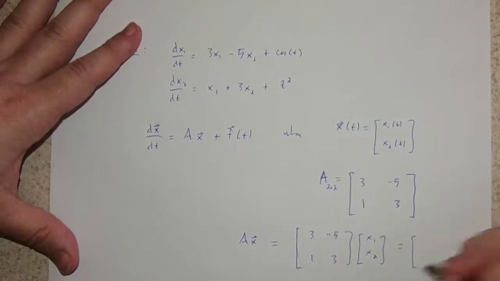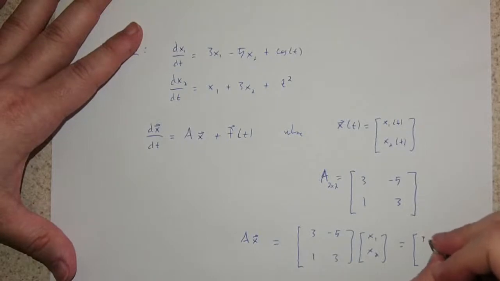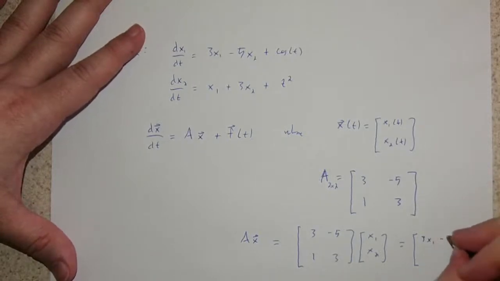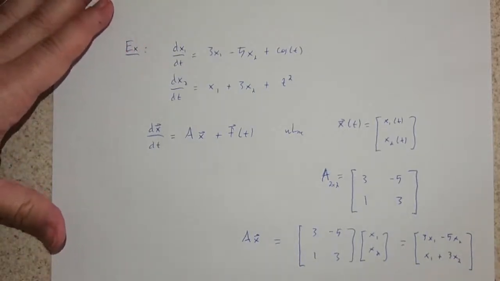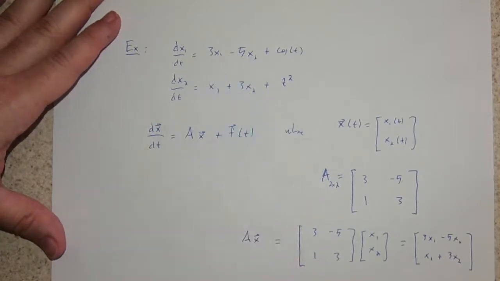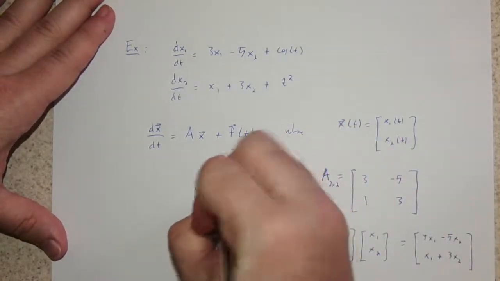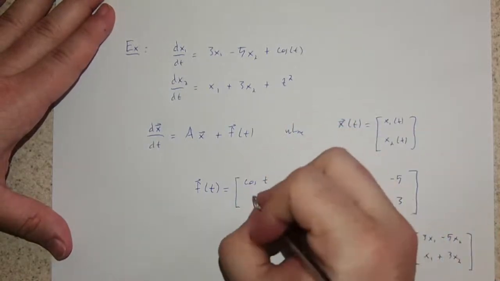What I would get here is a 2 by 1 column vector: 3x1 minus 5x2 in the first slot, and in the second slot, x1 plus 3x2. Notice that's exactly the pieces here. Of course, it's not the entire right-hand side of this equation. If I wanted that, this would be my vector f of t, the column vector consisting of cosine t and t squared.